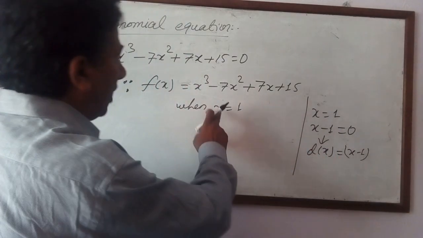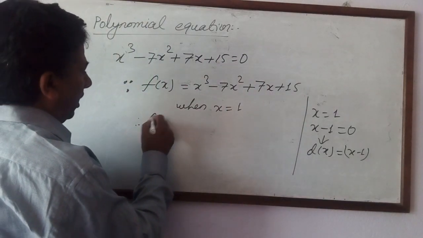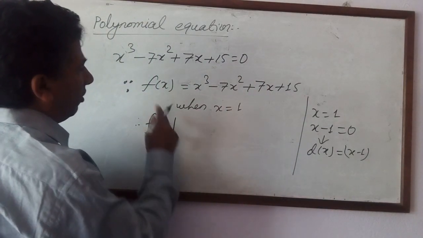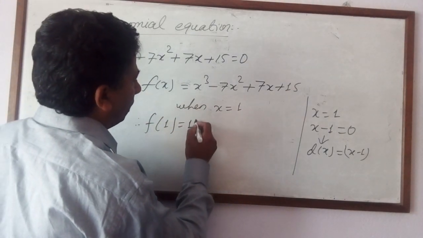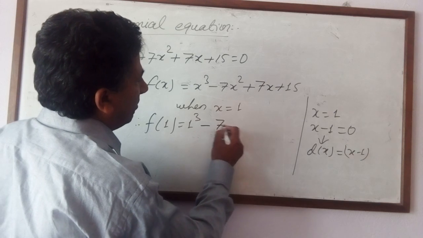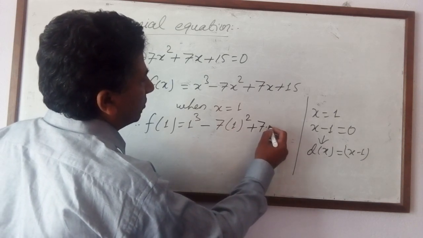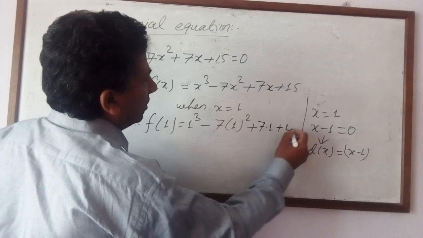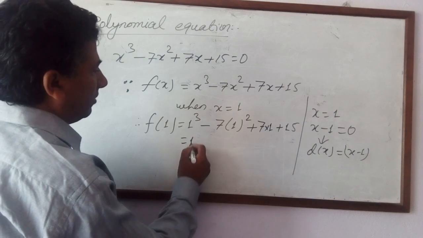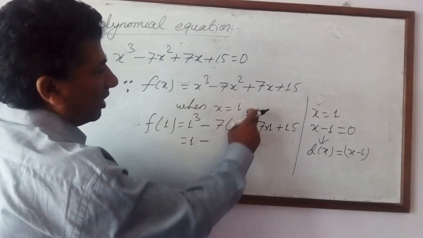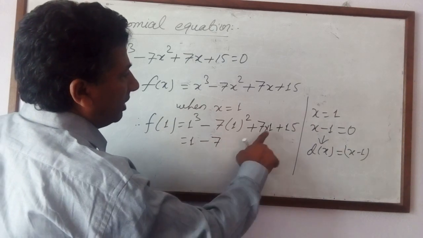Now, write the value x equals 1 in this given polynomial. f(1), where we have written 1: 1 cube minus 7 times 1 square plus 7 times 1 plus 15. Now simplify it. 1 cube means 1. 1 square means 1, 1 times 7 is 7, 7 minus 7, 7 times 1.